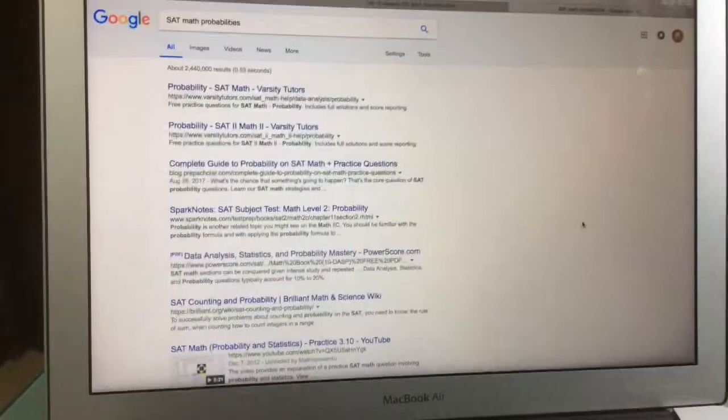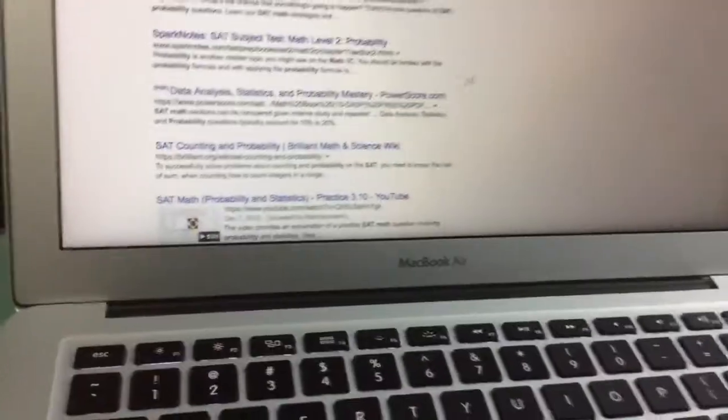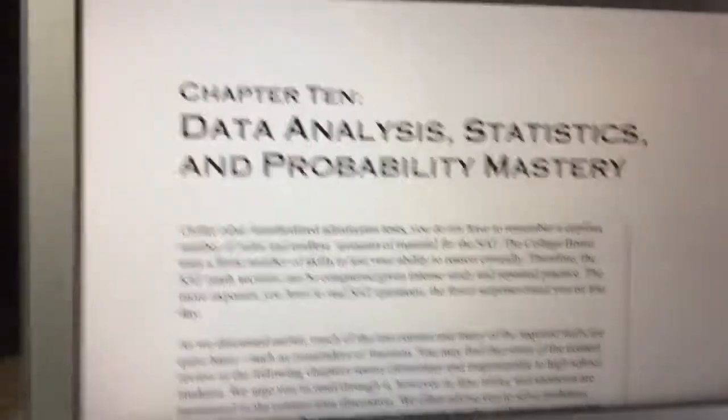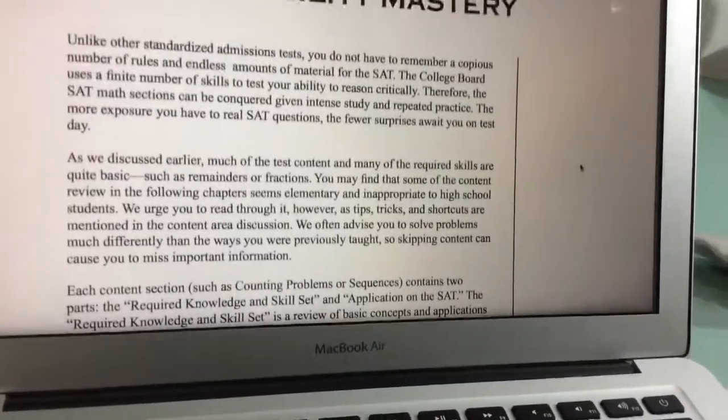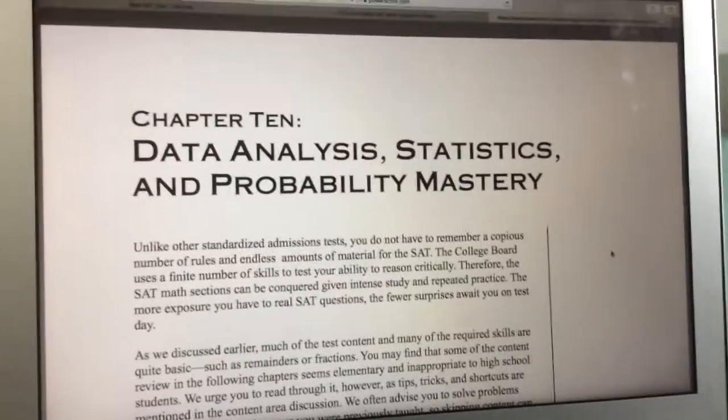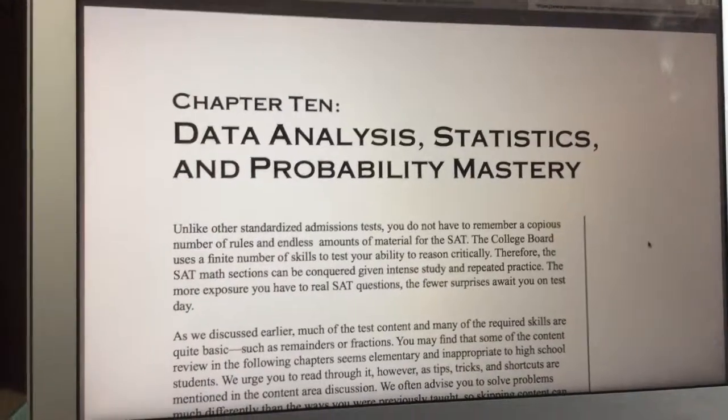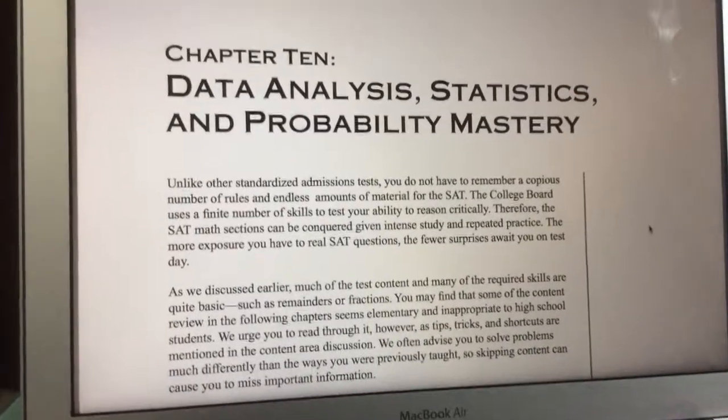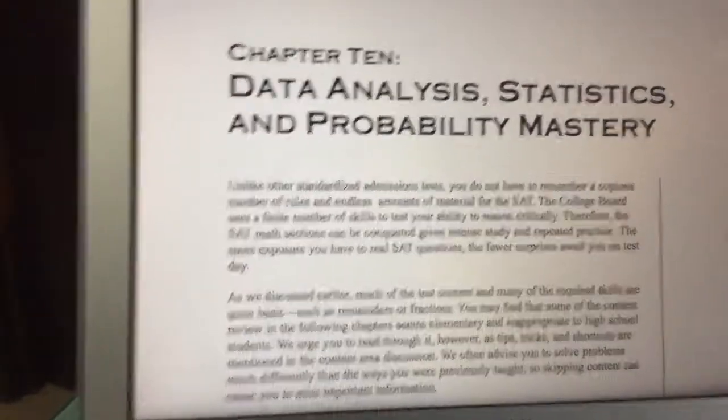This is my MacBook Air, sorry, I was going to say Pro. So let's go to this web page, which is Power Source. I'm going to click on it. This is a very famous and very good web page for SAT students, okay guys?